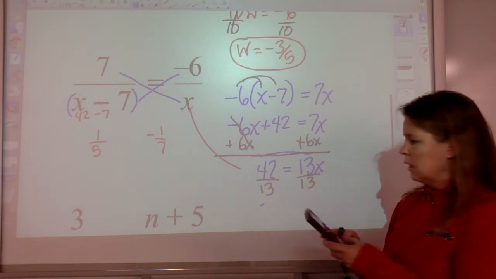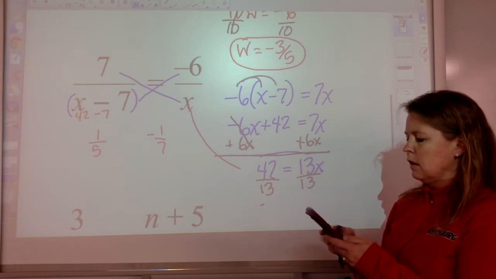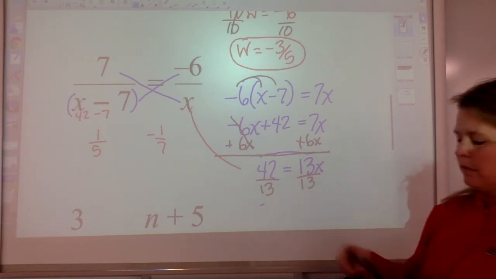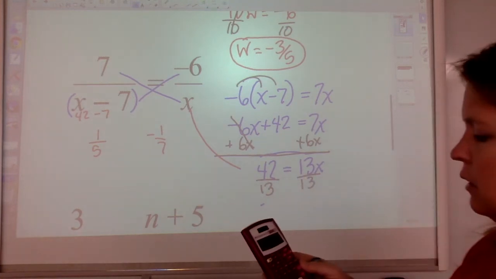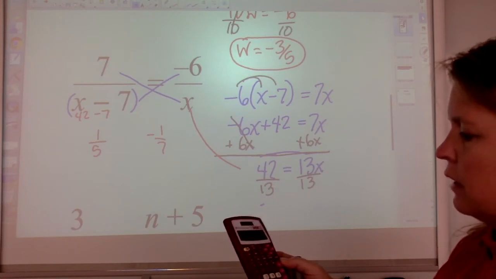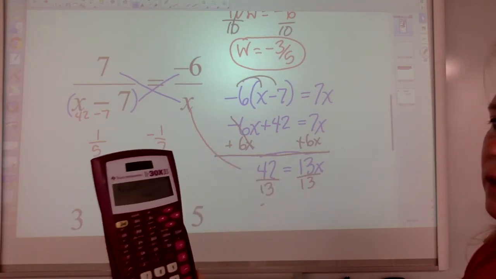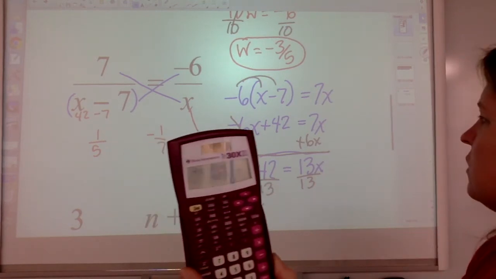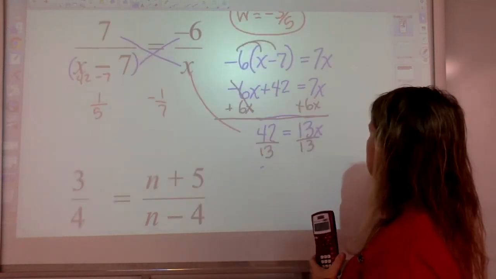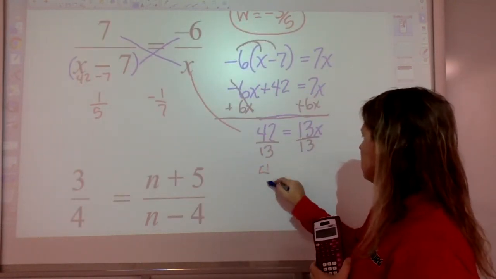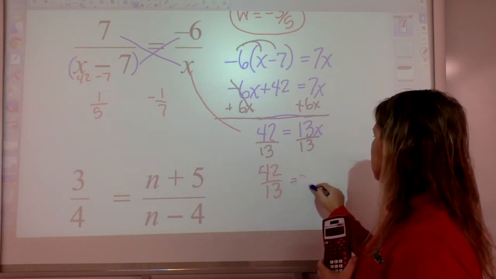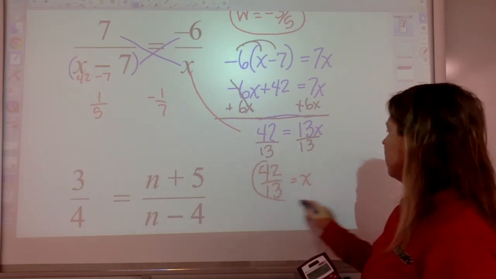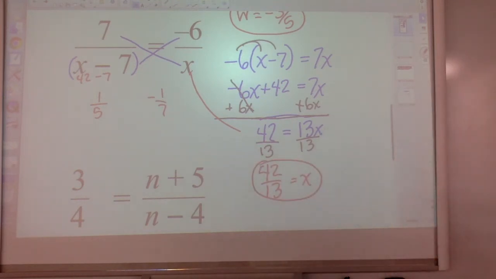See, now I'm going to double check. 42 divided by 13 equals, that doesn't work either. 42 divided by 13, I'm going to have to do that as a fraction. 42, fraction, 13. 3 and 3/13. Hit second fraction. 42 over 13. 42 over 13 remains your answer. 42 over 13 equals x. That gets a little bit tougher to plug in and check your answers, but it's still doable.